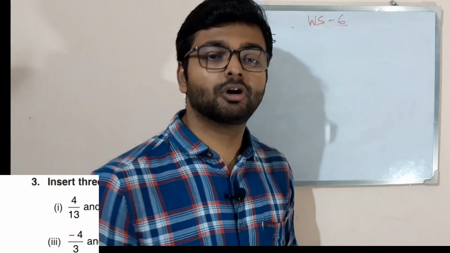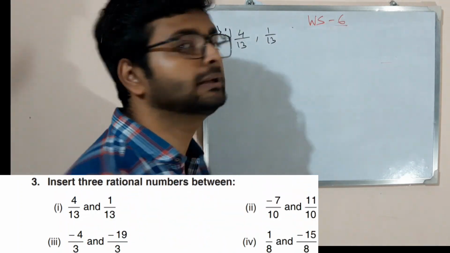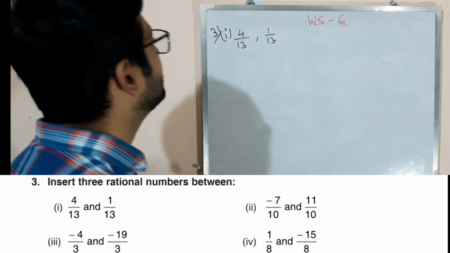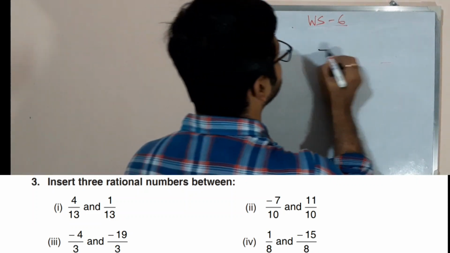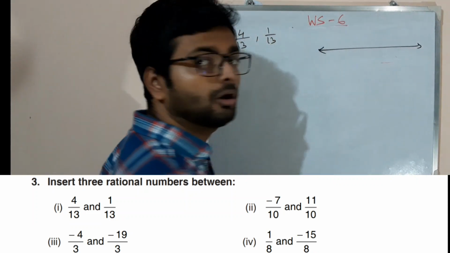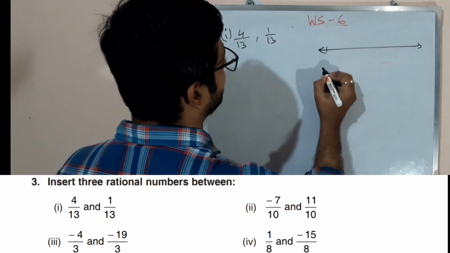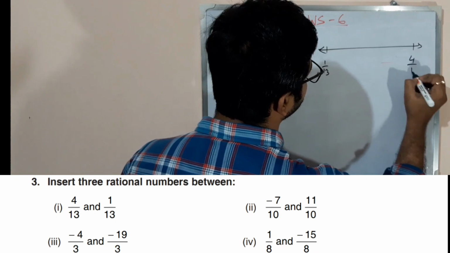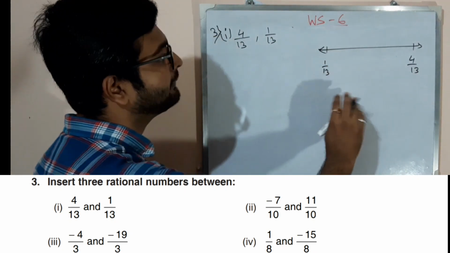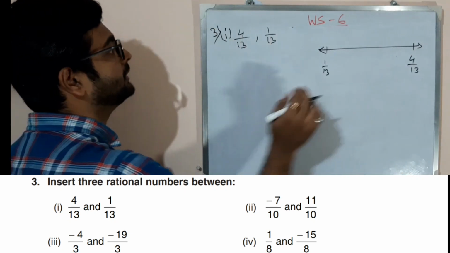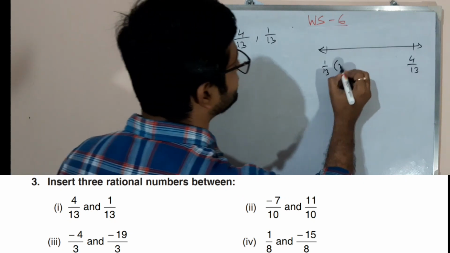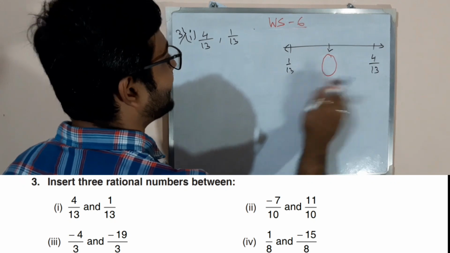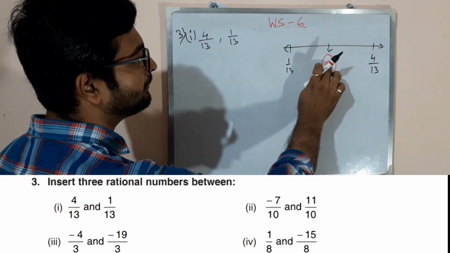Question number 3 says that in between two rational numbers you have to find three rational numbers. So let us find with the first method. What to do? Simply draw the number line, and this one is definitely 1 by 13, and this one is 4 by 13. The bigger number should be to the right. So I am assuming this is x and that is y. If we add them and divide by 2, you will get the number here.